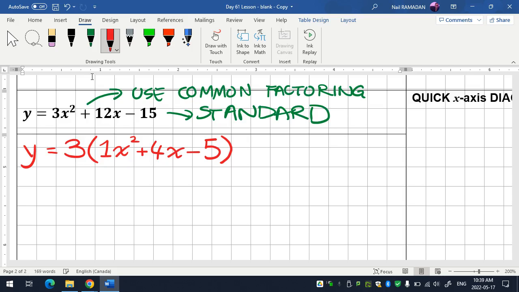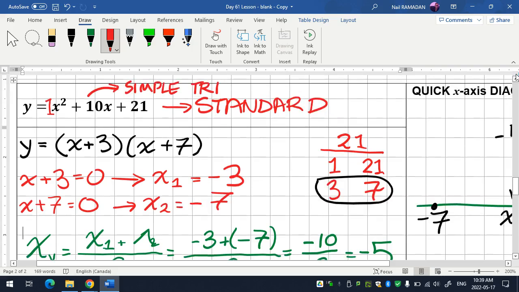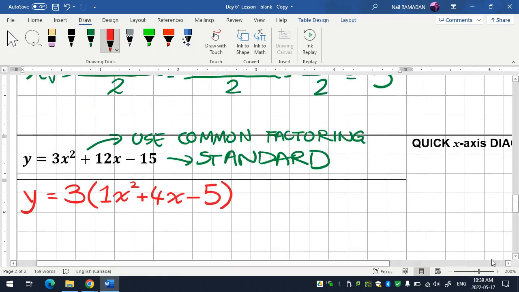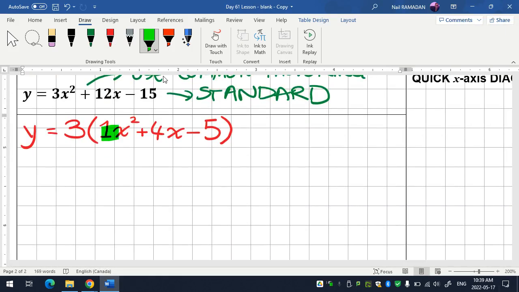Sometimes you have to use common factoring to get it to simple trinomial. Not all the time. Everyone, did I need to do common factoring for this one? No, because it's already what? The other one wasn't. So we had to use what? Common factoring. Sometimes you're stuck. You have to do both things. Okay. So now I need to focus on this guy.